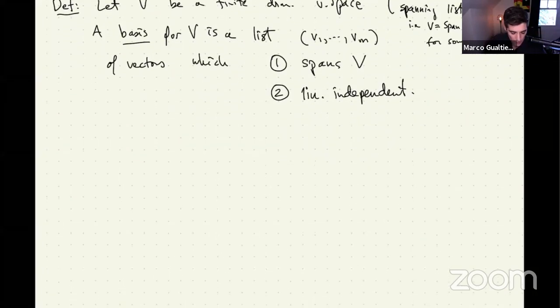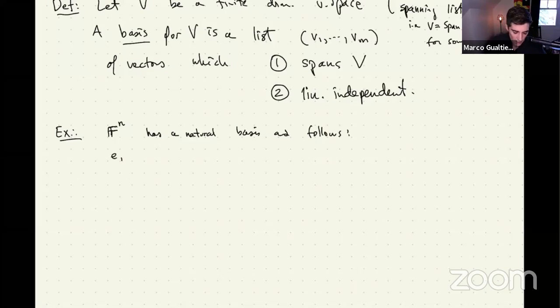Okay, so right away, I'm going to give an example. If we look at F to the n, if you're working over a field F, then F to the n is your favorite, most standard vector space of dimension n. We haven't defined the dimension quite yet, but F to the n we've seen is a vector space over the field F. And then this has an obvious or natural basis as follows.